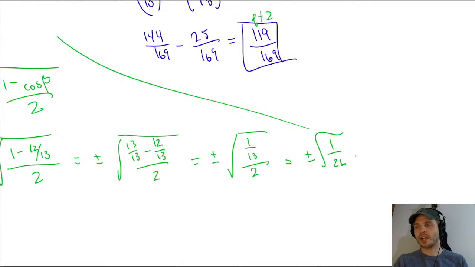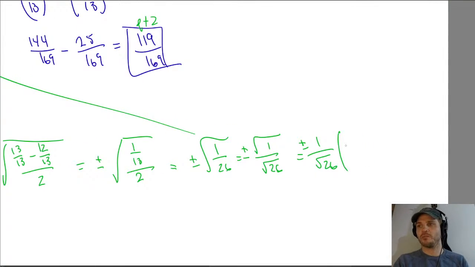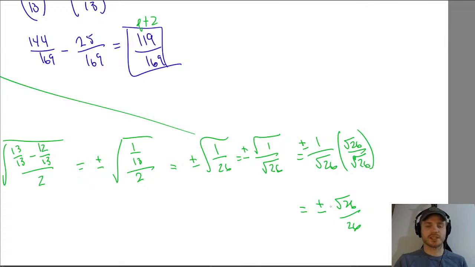And then let's just rationalize this. This is the same as the square root of 1 over the square root of 26, plus or minus, obviously. The square root of 1 is 1. Still with the plus or minus. And then we can multiply that by 1. Somebody check me, make sure that's 1. And this will be rationalized. So we'll have plus or minus root 26 over 26. So that's the answer here.